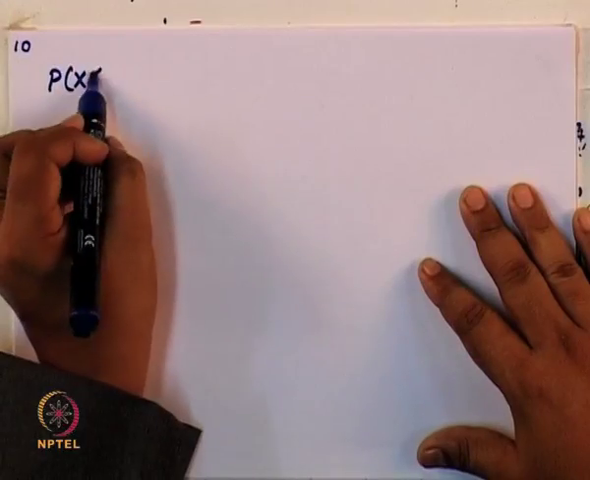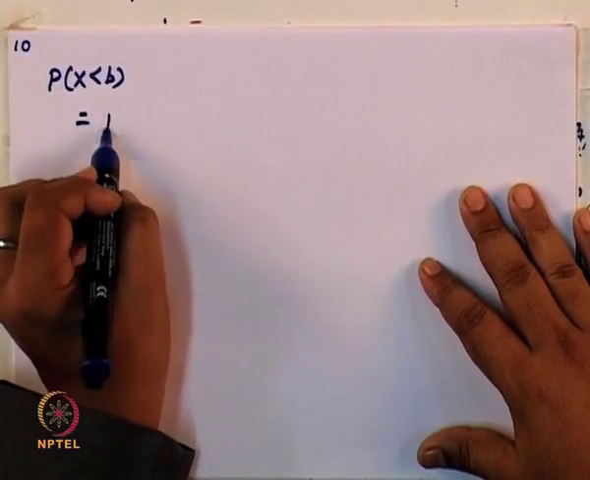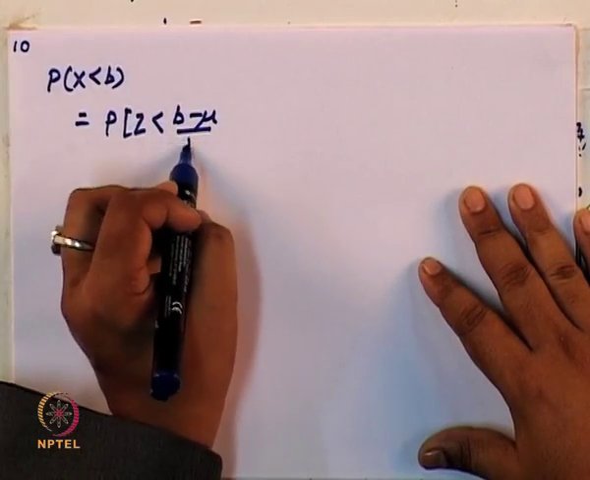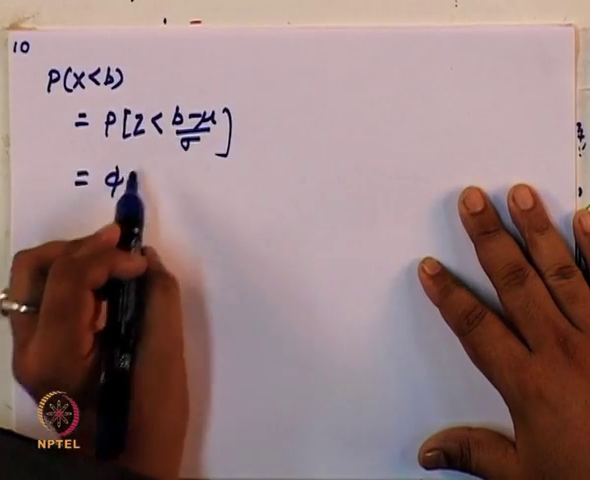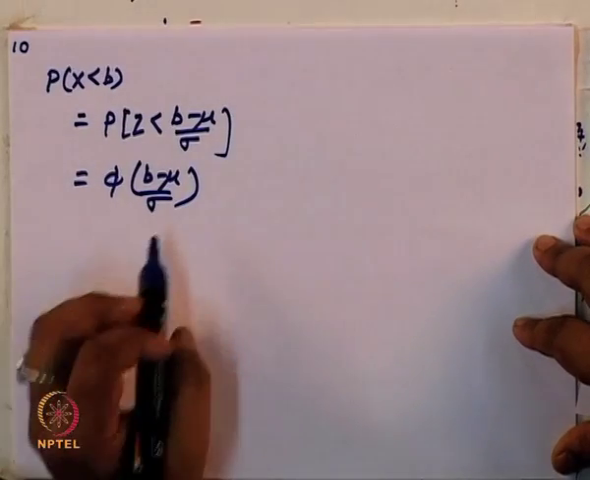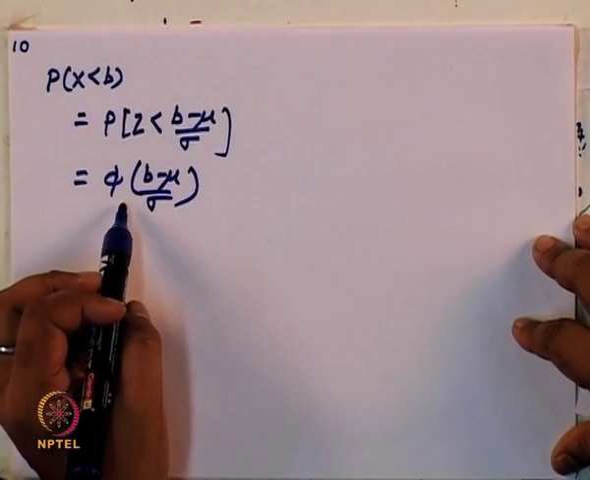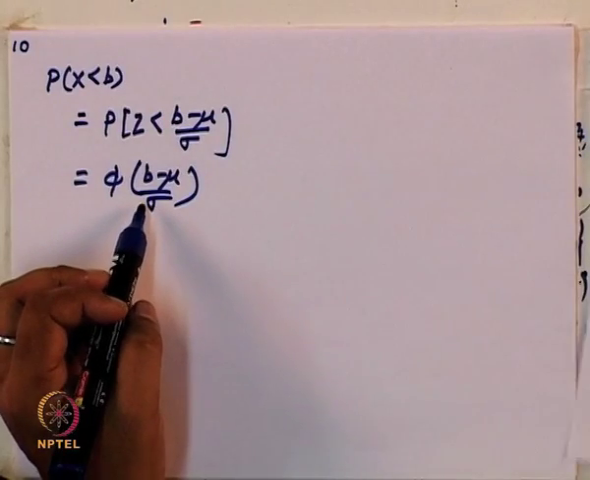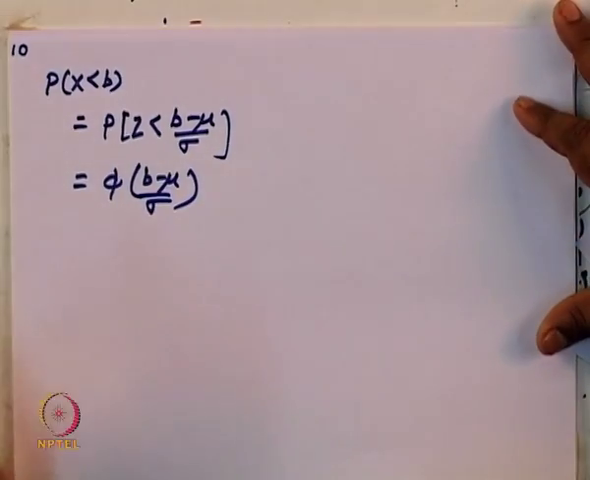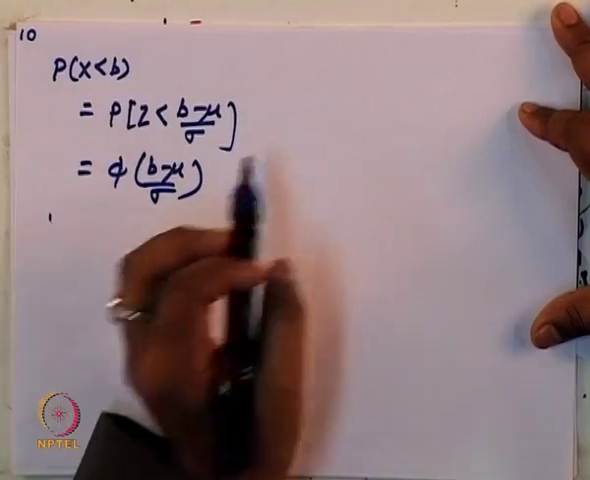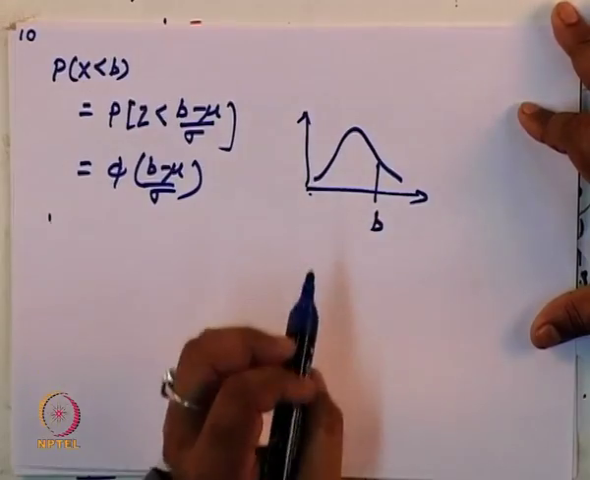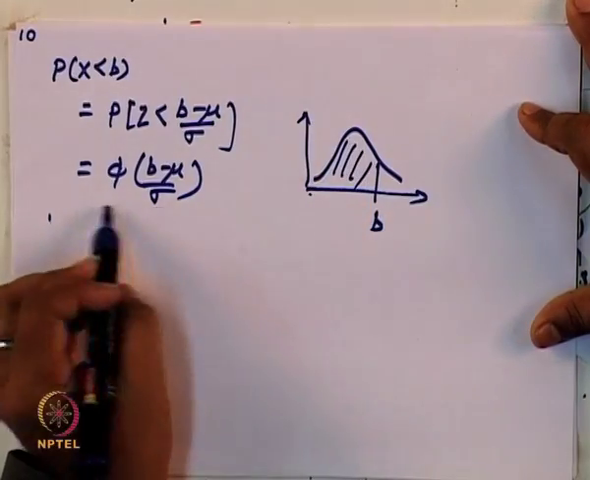So, the probability of x less than b is nothing but the probability of z less than (b minus mu) by sigma, which is equal to phi of (b minus mu) by sigma. So, this is the value. These values of phi have all been computed and you can find them from existing tables in any statistics book. So, if this is the probability of x less than b, as I drew earlier, for any b, this is my probability of x less than b.